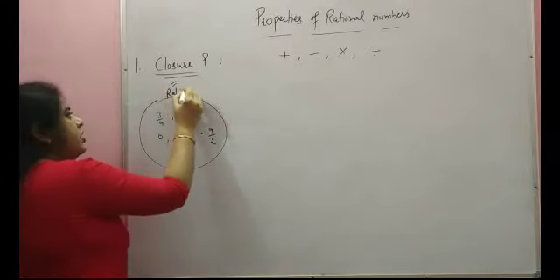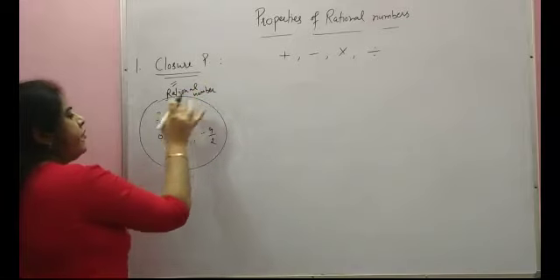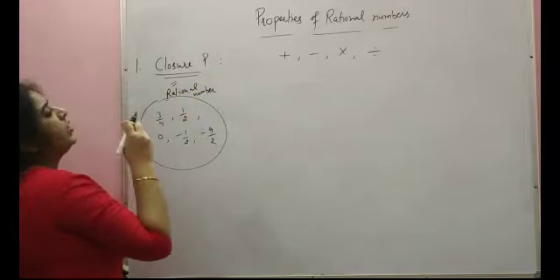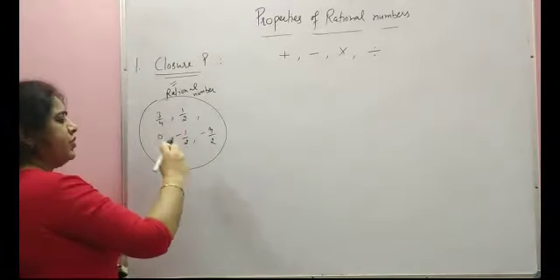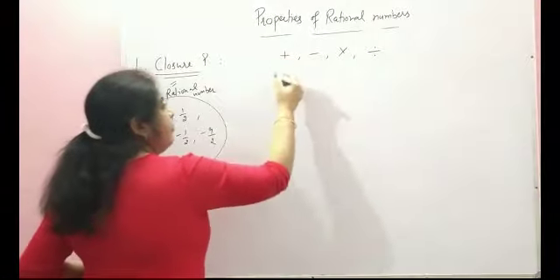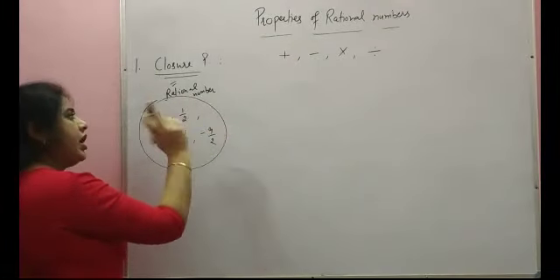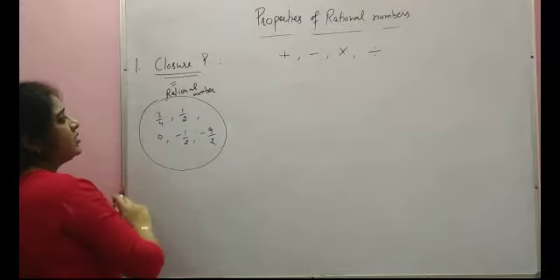So this is the box of the rational numbers, from which we will pick any two rational numbers, negative, positive, zero, any one of them, and if we apply these operations, we will see one by one whether the answer would always belong to the rational numbers or not.